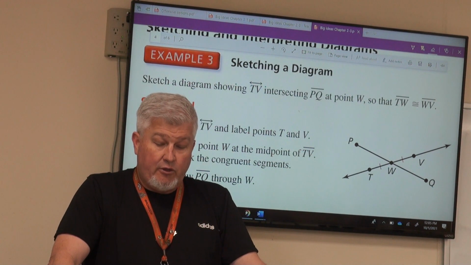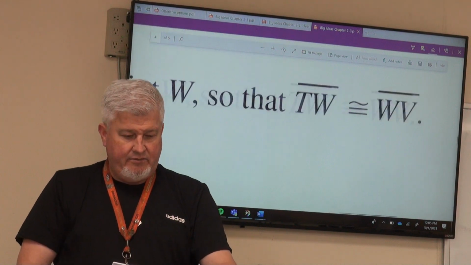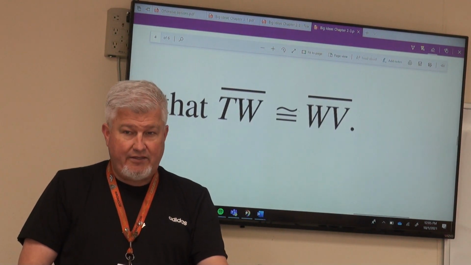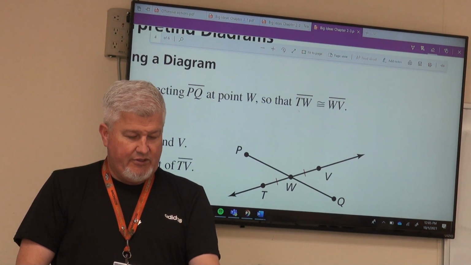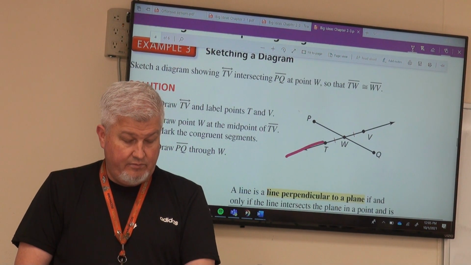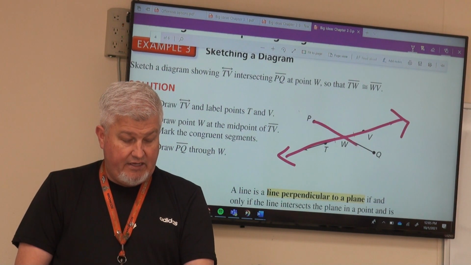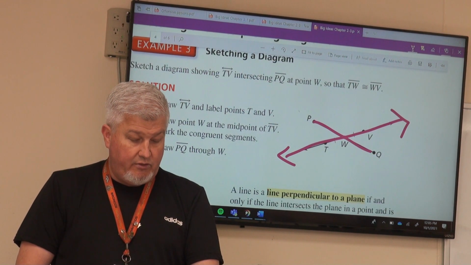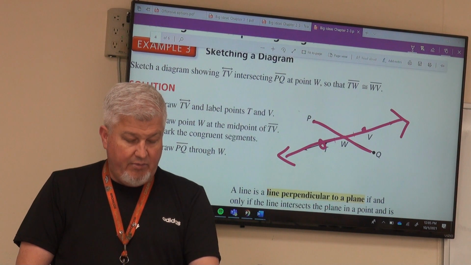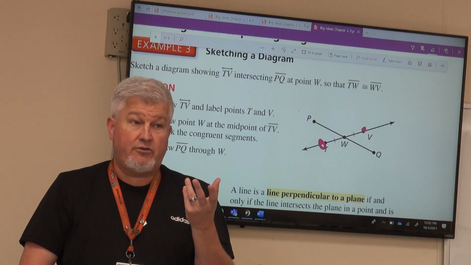They intersect at point Q so that segment TW and segment WV, what does that symbol mean again? Congruent. They're congruent. So as you can see, line TV is here, with the arrows. Segment PQ is here that ends in the 2 points, and then we want to draw the T and the V in such a way, you don't have to, but the closer you can make them look equal, the better.